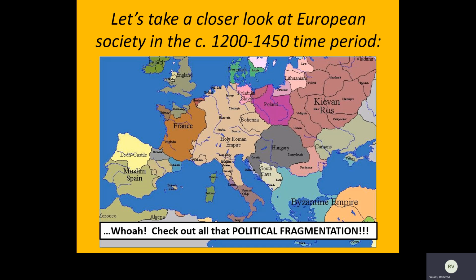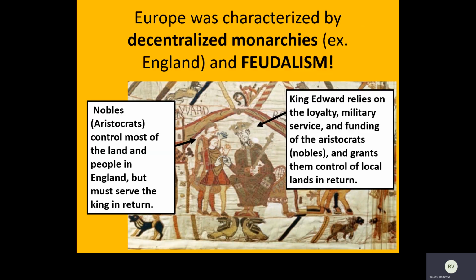Whoa, check out that map. That's a lot of different states on that map. Especially when you consider that big kind of tan one in the middle. The Holy Roman Empire was really just a loose confederation of a whole bunch of little teeny tiny states and principalities. So yeah, Europe in this time period, a lot of political fragmentation, nothing like the political unity provided in East Asia by Song Dynasty China and then the Mongol Empire. It's a lot of fragmentation.